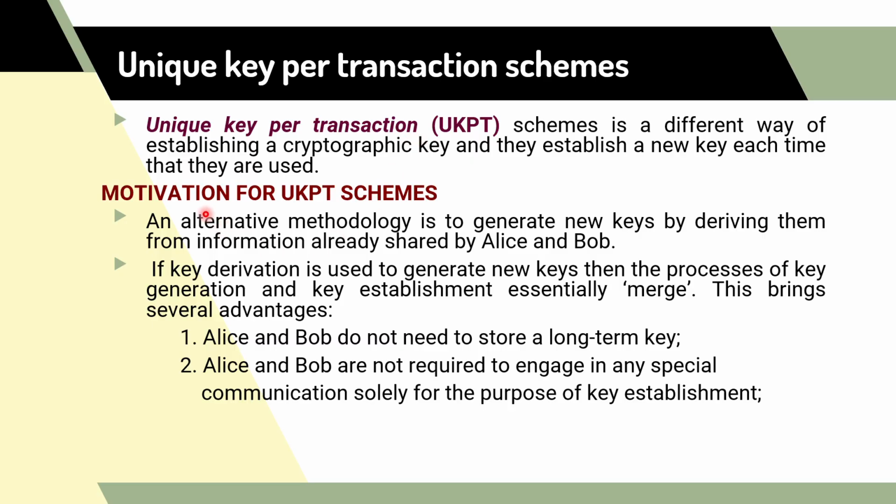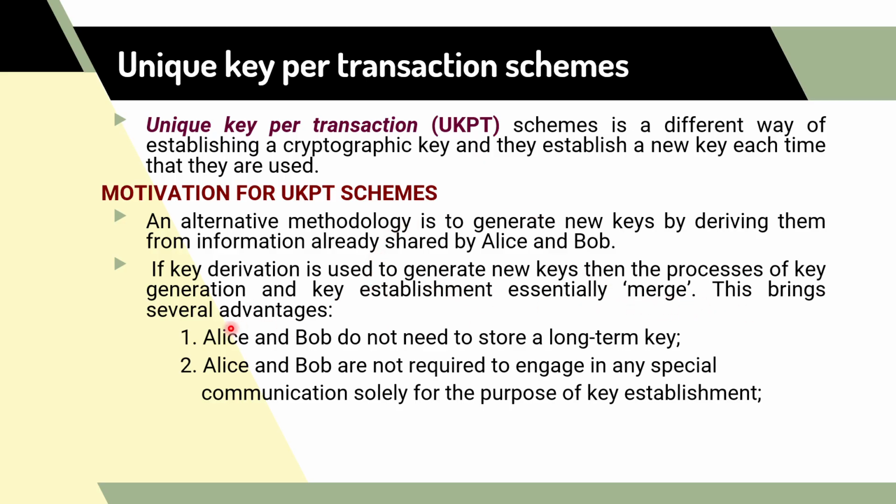And what is the motivation for this? The UKPT scheme is an alternative methodology used to generate new keys by deriving them from information already shared by Alice and Bob. Alice and Bob already have some information, and with the help of that information you generate the new key. If key derivation is used to generate new keys, then the process of key generation and key establishment essentially merges. So here generation and establishment are merged.